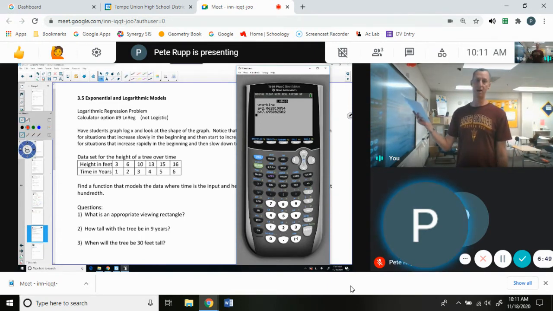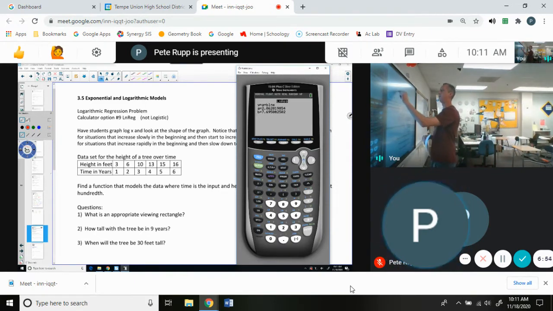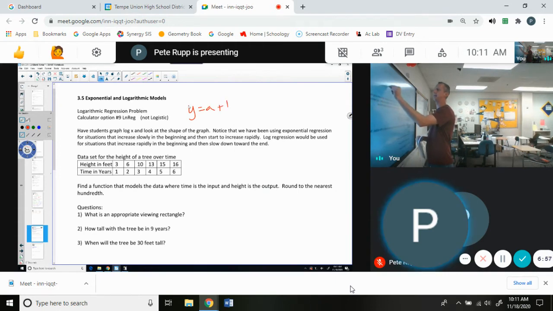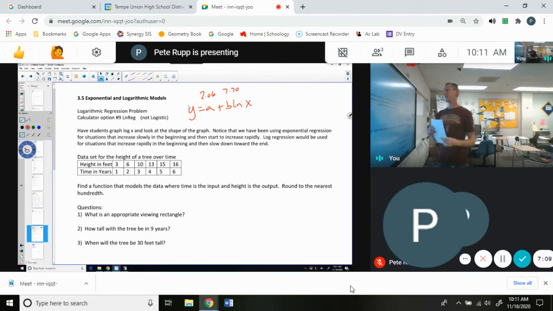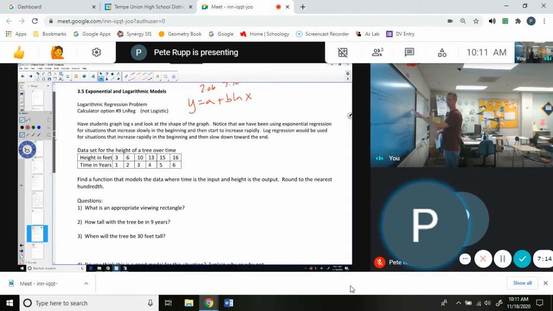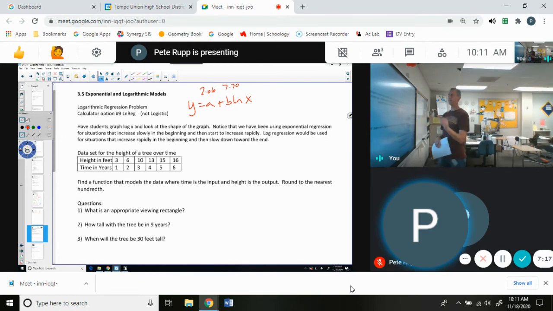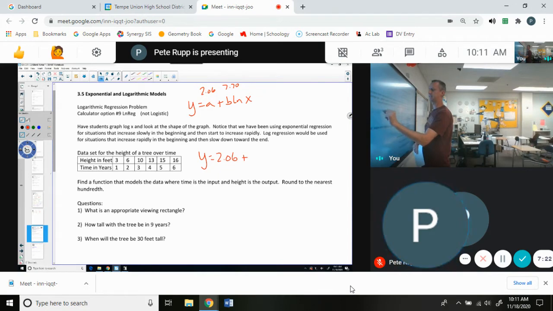So it has on the top there, y equals a plus b ln x. So I'm going to write that down. Y equals a plus b ln x. So it told me that my a was 2.06, and it told me my b was 7.7 or 7.70. Okay, and so that's what the function is. Okay, so let's go ahead and write that down formally. That's y equals 2.06 plus 7.7 natural log of x.